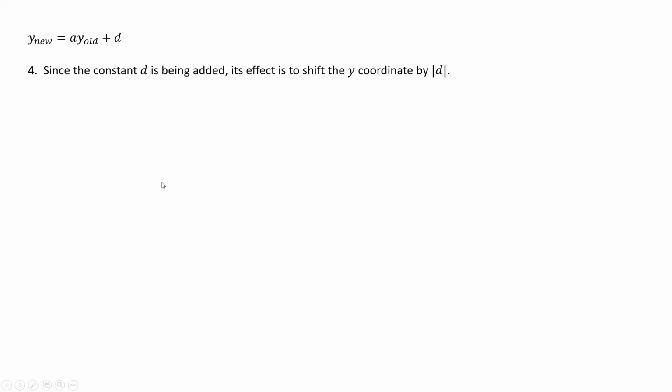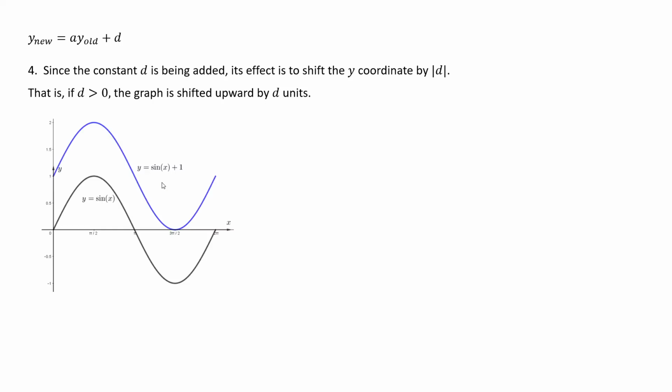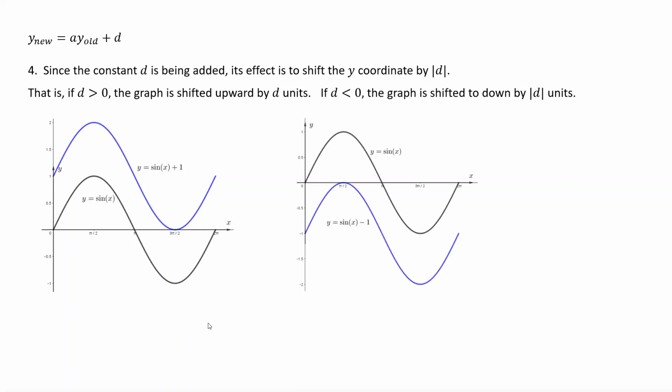So that is a shift in the y direction. If D is greater than 0, the graph is shifted upward by D units. Sure enough, look at the graph of sine x plus 1, shifted up, right? This peak was at y equals 1, and now the peak is at y equals 2. This trough was at -1, and it becomes -1 plus 1, which is 0 now. Cool? All right, if D is less than 0, the graph is shifted down by the absolute value of D units. Sine x and sine x minus 1.